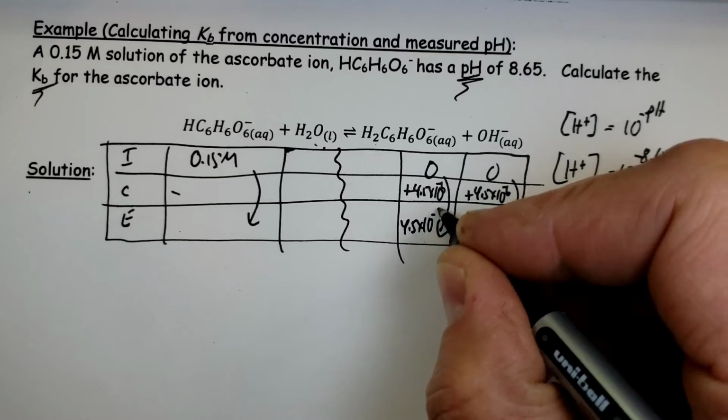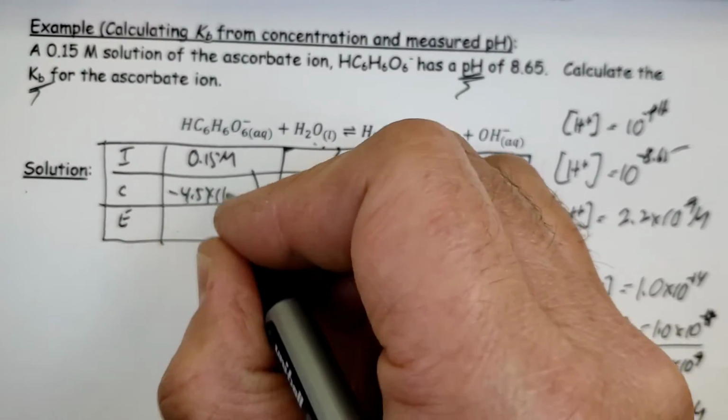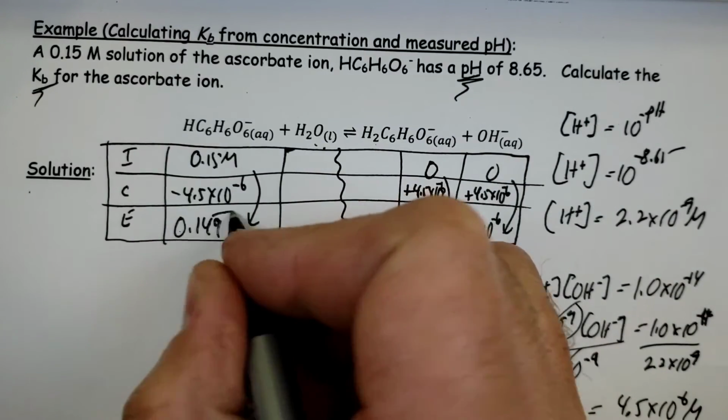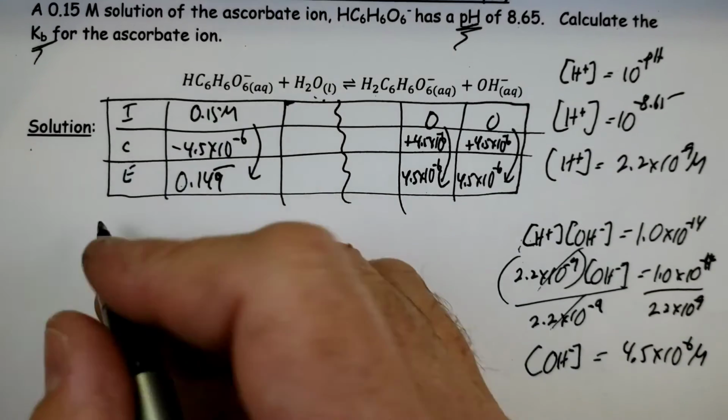4.5 times 10 to the minus 6. And since this is all 1 to 1 to 1, minus 4.5 times 10 to the minus 6. And I think we'll see that we get 0.149 repeating. All right, so there we go. We have it all set up.